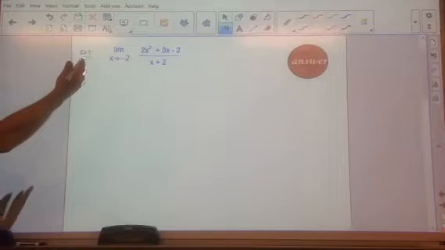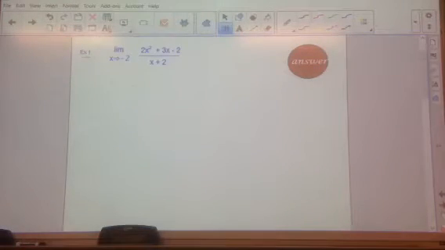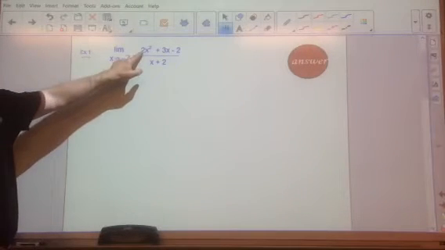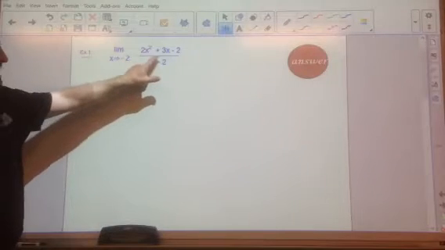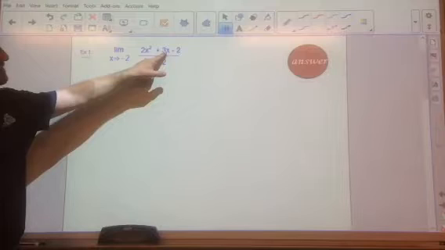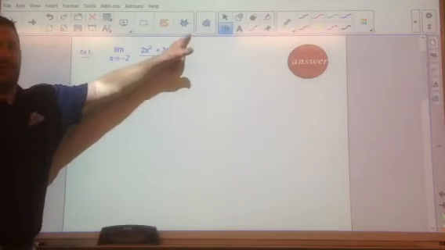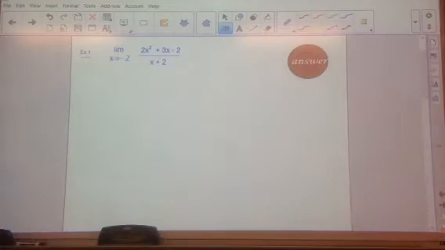So the first problem here is we're going to try to take the -2 and plug it in right here for all the x's. I'll take the -2 and plug it in, and I'm just going to do this in my head to show you what you would have gotten. 2 times -2 squared is 4, so that's 8. -2 times 3 is -6, minus 2 is -8. You have 8 minus 8, you have 0 on the top. Plug in the -2, you have 0 on the bottom. You get 0 over 0. You got to do something else.